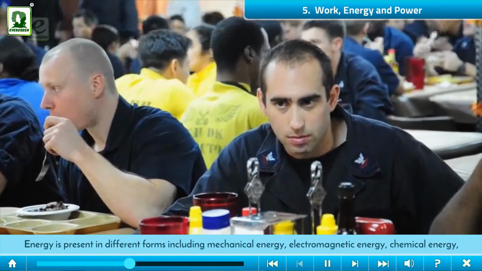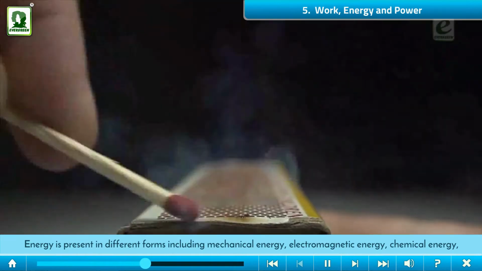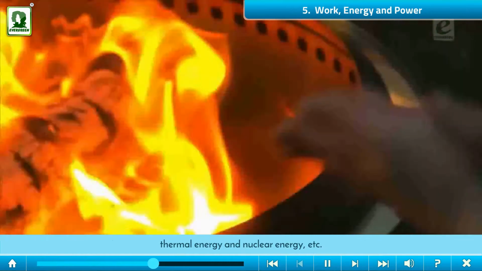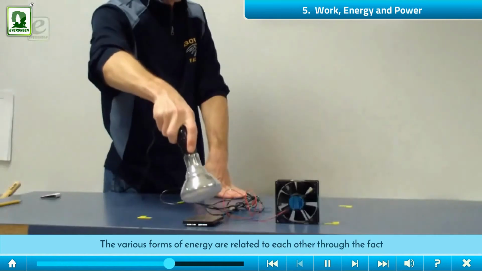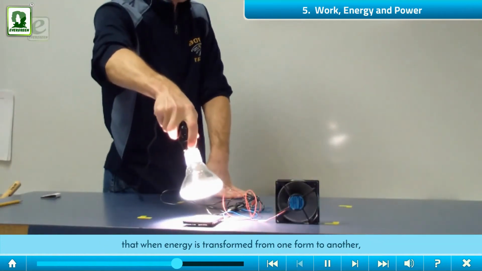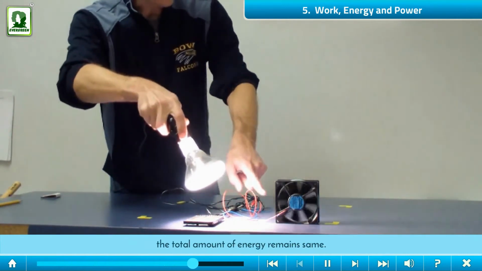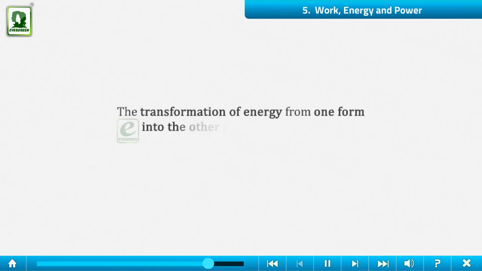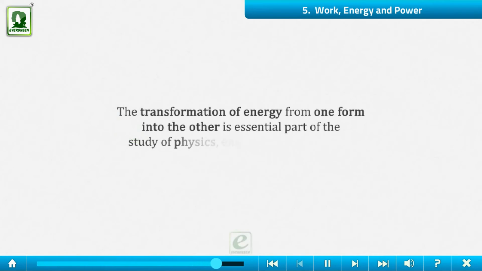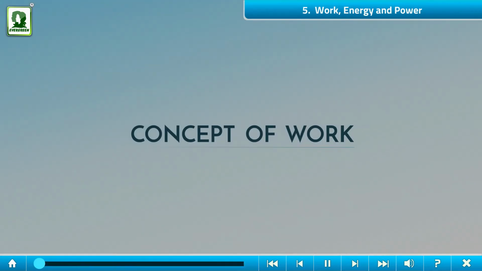Energy is present in different forms, including mechanical energy, electromagnetic energy, chemical energy, thermal energy, and nuclear energy, etc. The various forms of energy are related to each other through the fact that when energy is transformed from one form to another, the total amount of energy remains the same. The transformation of energy from one form into the other is an essential part of the study of physics, engineering, chemistry, biology, geology, and astronomy. Concept of work.